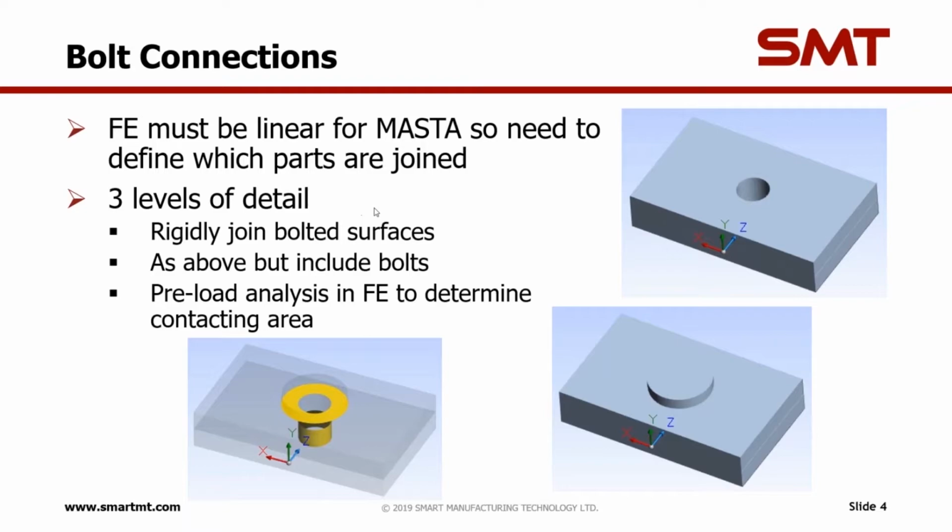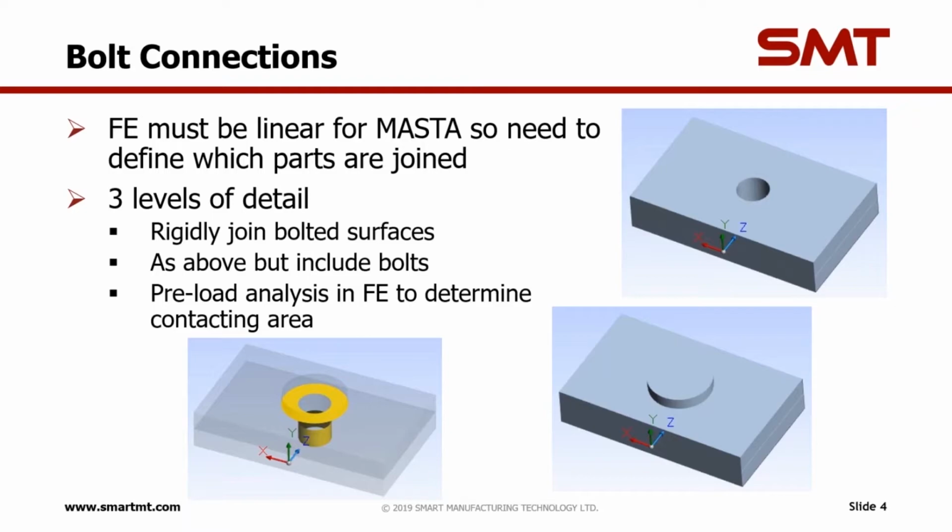The first is, I'll show you these in MASTA in a second as well. So the first is to just not worry about the bolts at all and just rigidly join the two surfaces that are going to be clamped together. This is the simplest approach, but in a lot of cases that is perfectly fine in terms of the overall stiffness in the casing. If you're not too interested in the details close to that joint, then that can be appropriate.